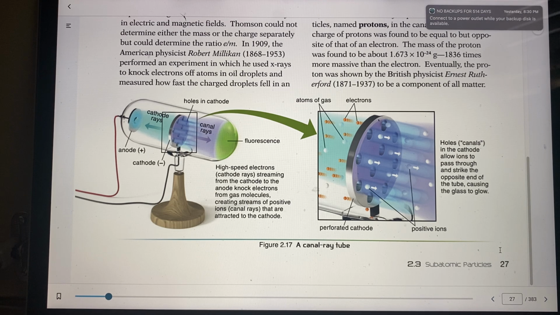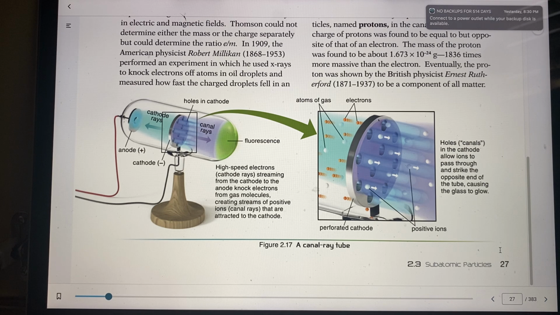So we're going with Eugene Goldstein here. And then again, Wilhelm Wien and J.J. Thomson discovered that protons were equal and opposite in charge to electrons. And then they discovered that the mass of the proton, 1.673 times 10 to the negative 24th grams, was a lot heavier, 1836 times more than an electron. So these electrons were very tiny, and the positive protons in the nucleus were a lot heavier. So they could figure this out.